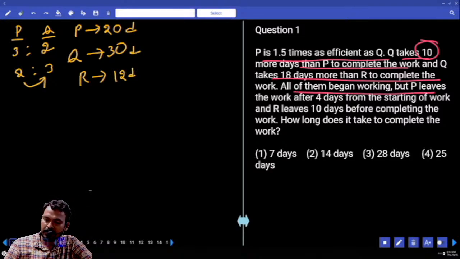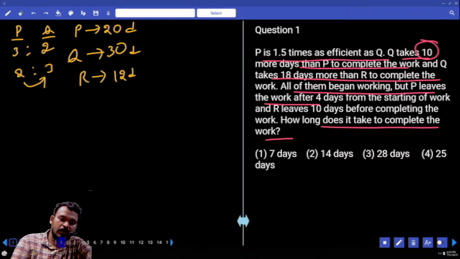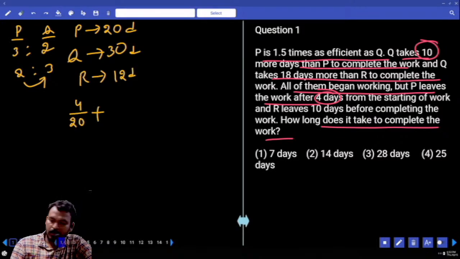All of them begin working, but P leaves after 4 days from the starting of the work. R leaves 10 days before the completing the work. How long does it take to complete the work? What is the 1 day work of P? 1/20. But he worked for 4 days. Means 4 days work is how much? 4/20.